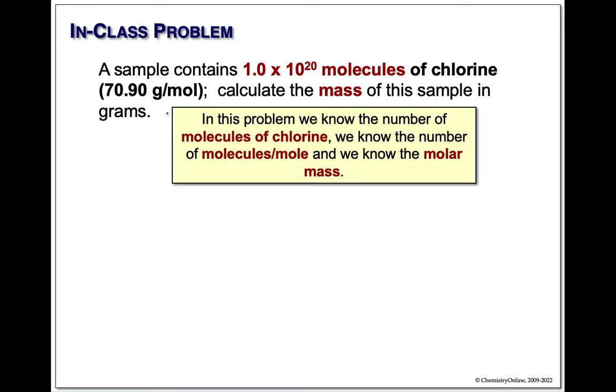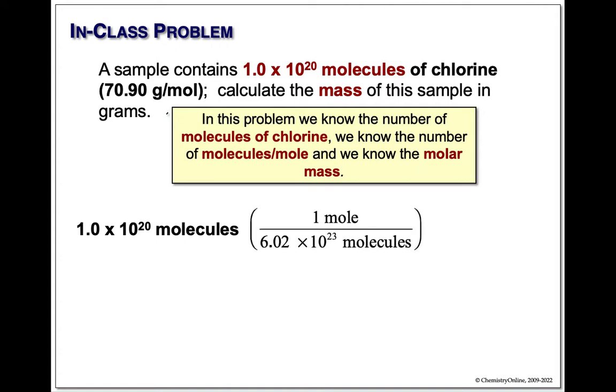So, we know the number of molecules, we know molecules per mole, and we know a molar mass. Let's start off with our given. That's going to be molecules of chlorine. Now, we have molecules as our unit here. So that means this ratio has to have molecule in the denominator. So we write it this way. 1 mole is 10 to the 23rd molecules.